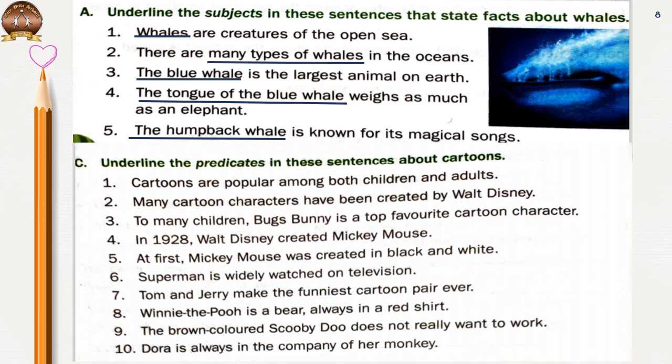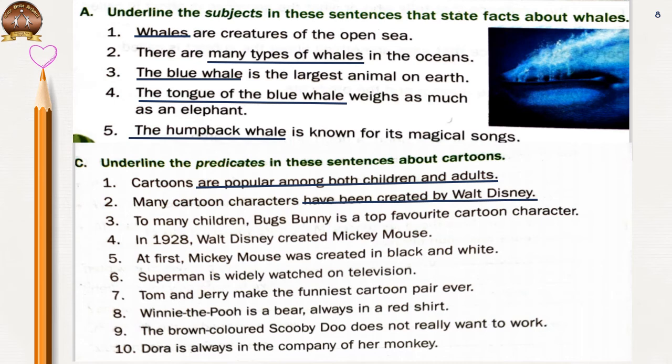Okay, now underline the predicates in these sentences about cartoons. You see "are" here, so obviously cartoons are popular among both children and adults. Now cartoons is the subject, so obviously "are popular among both children and adults" will be the predicate. The line is a bit shorter here. It should contain "are" too. "Are" is also part of the predicate. Verb always goes in the predicate.